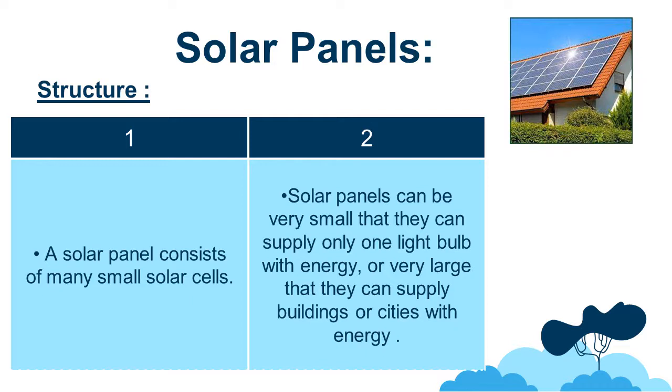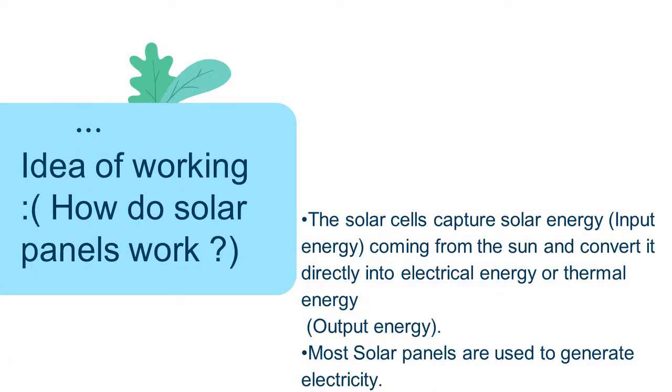Solar panels. Solar panels are made up of many small solar cells. Solar panels can be very small so that they can supply only one light bulb with energy, or very large so that they can supply buildings or cities with energy. How do solar panels work? The solar cells capture solar energy coming from the sun and convert it directly into electrical energy or thermal energy. Most solar panels are used to generate electricity.